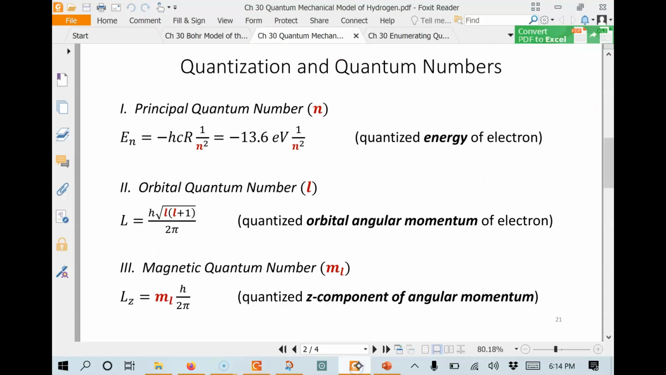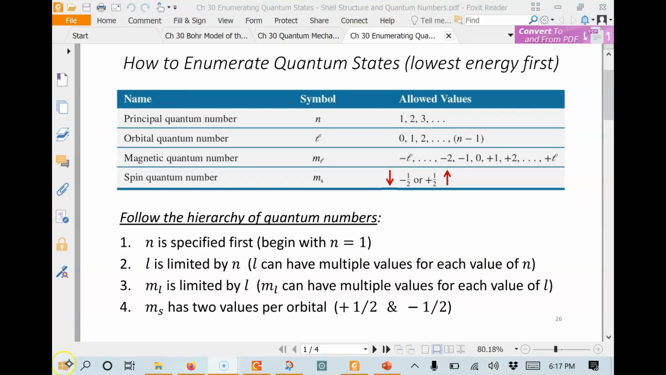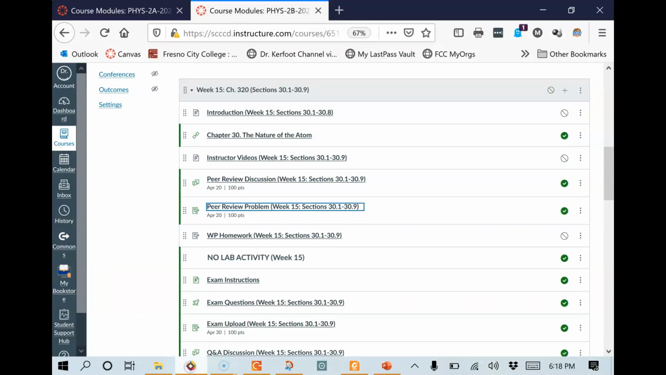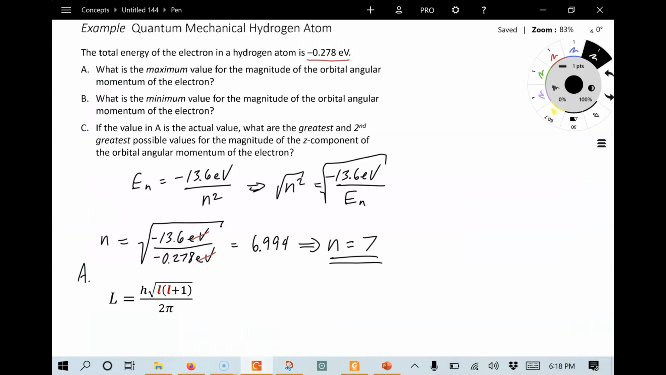So let's go back and look at enumerating the quantum states. Here we know that n is equal to 7. What are the possible values of l? Well, we can go up to 7 minus 1. We can go up to 6, all the way up to 6. And then we have to stop there. We can't go above n minus 1. So 6 is going to be the biggest value of l. That's going to be the value that maximizes the magnitude of the angular momentum, capital L. So let's go ahead and put that in there.